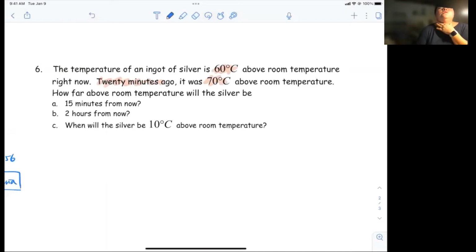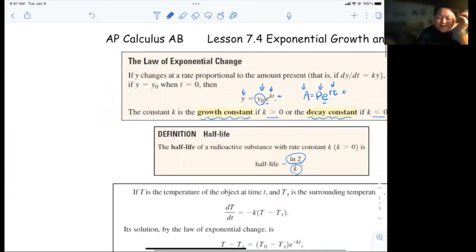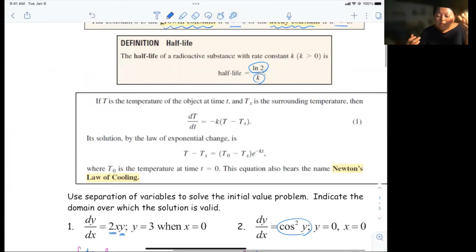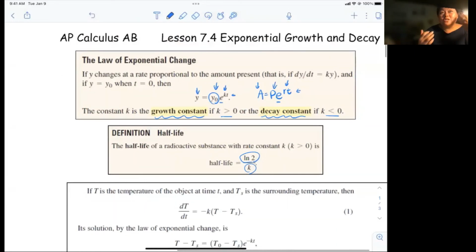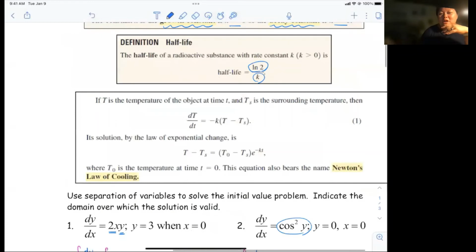So you're looking at it in terms of, this is still using the exponential rate decay because we don't know what the room temperature is. That's why we're still using this formula up here, the law of exponential change. If we do know what the room temperature is, then we're going to use Newton's law of cooling here.